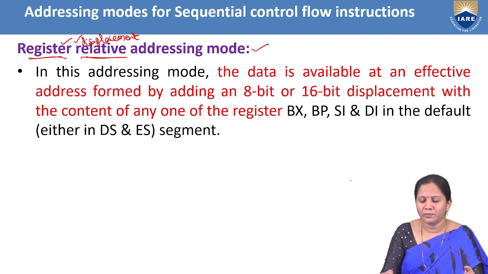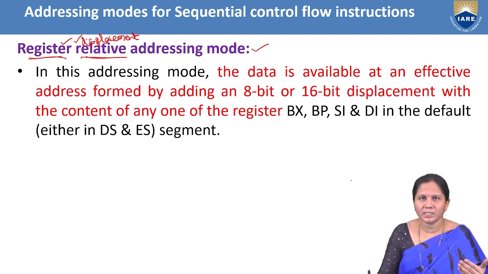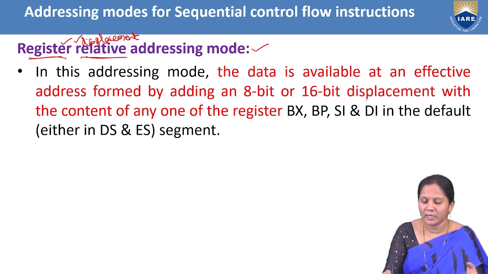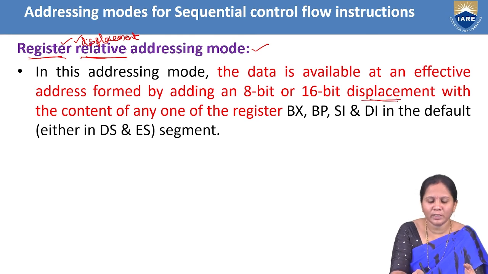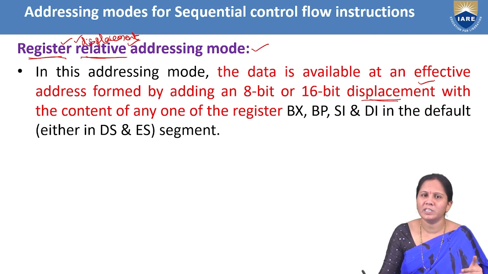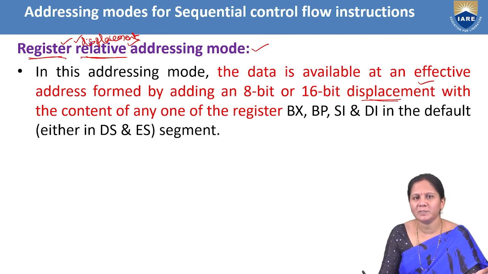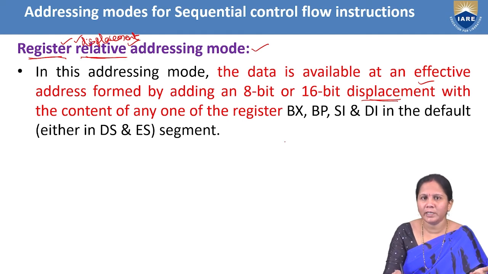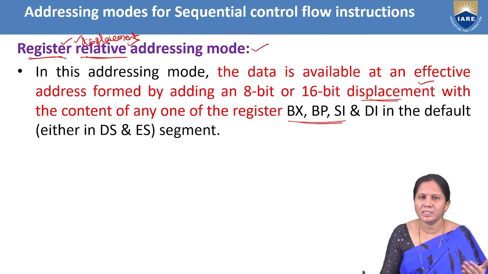And so if you see here in this addressing mode, that is register relative addressing mode, the data is available at the effective address by adding 8-bit or 16-bit displacement. As I told you, the word relative represents displacement. So the displacement may be either 8-bit or 16-bit displacement. With what is it going to displace? With the help of registers. To these registers, they are going to do the displacement.